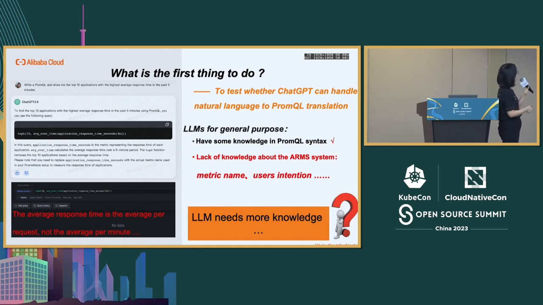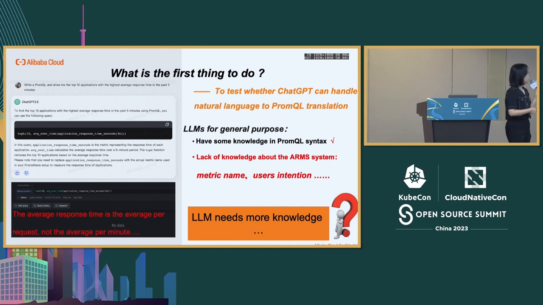And we can see an example here. I asked ChatGPT to write a PromQL to get me the top 10 applications with the highest average response time. It provided me one, but this one is not the one I need, because the metric name here is different from what we use in our system. It doesn't work.